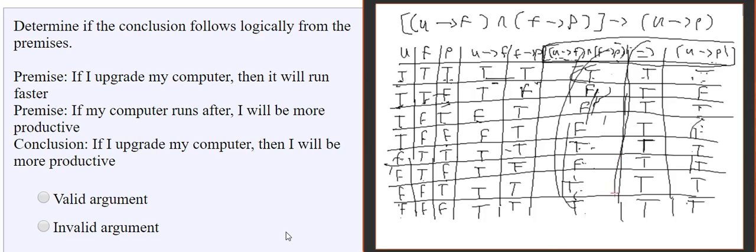Okay, so since the argument has all true truth values, this is a tautology. So this implies that the argument is indeed valid. Since we got a tautology with our truth table, we have a valid argument. It's true that if I upgrade my computer, then I will be more productive based on the given premises.